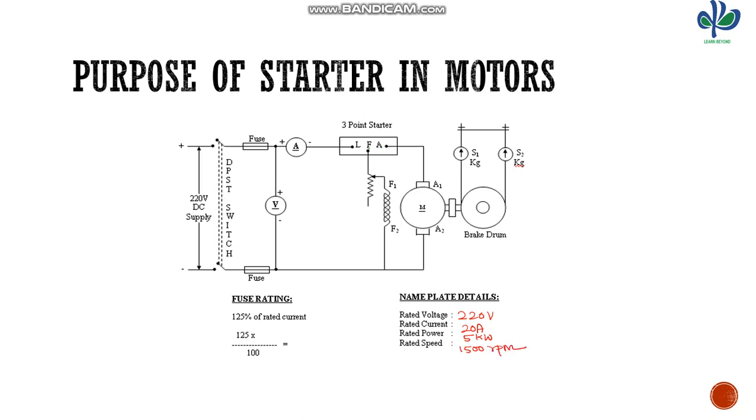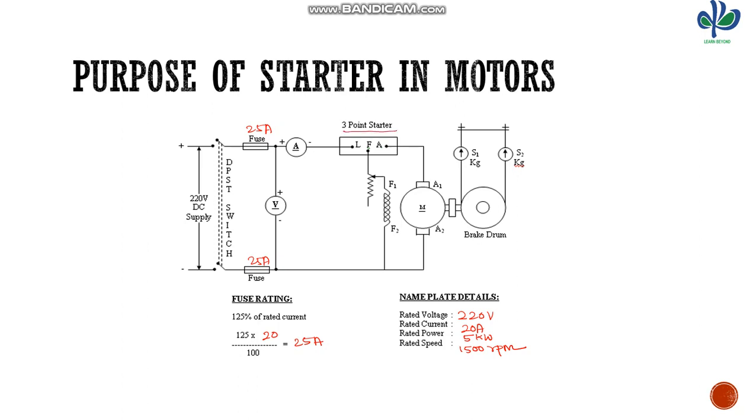I am substituting the rated current here. For 20 amps, when we multiply and divide, we get a current of 25 amps. This is the maximum current that the machine can withstand. Above the rated current, the fuse gets burned out. So the machine can withstand a maximum current of 25 amps. So what may be the starting current of a machine at the instant of starting? For that purpose, we go for a starter. Since this is a DC shunt motor, we are using a 3-point starter.